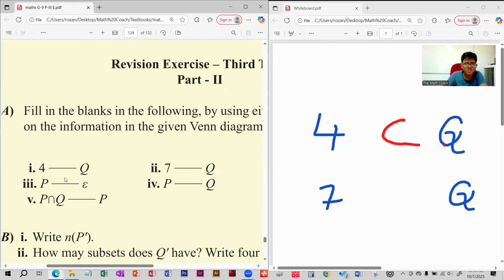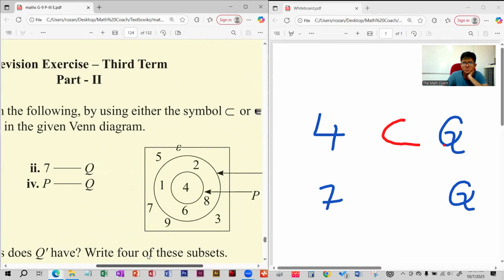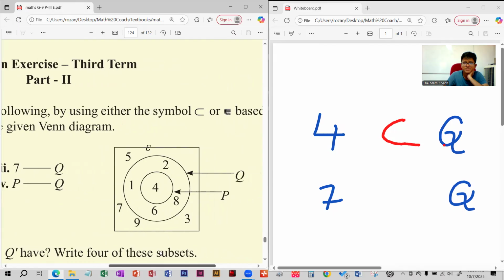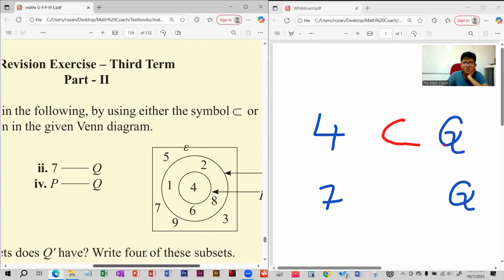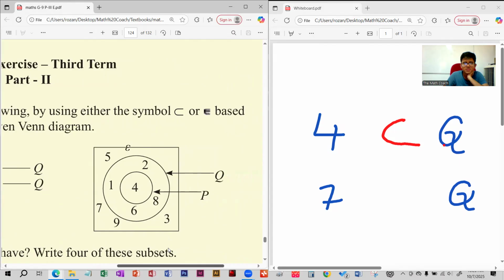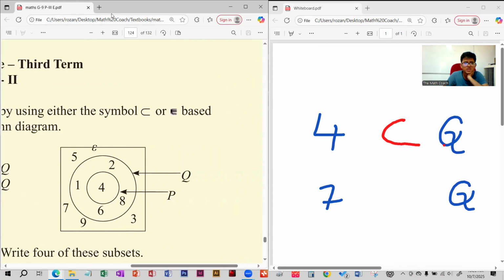So what should we say? That means this symbol is actually a printing mistake. It's not a subset of. So we can say 7 is not a subset of Q.